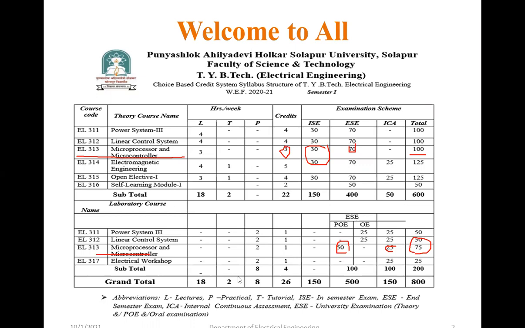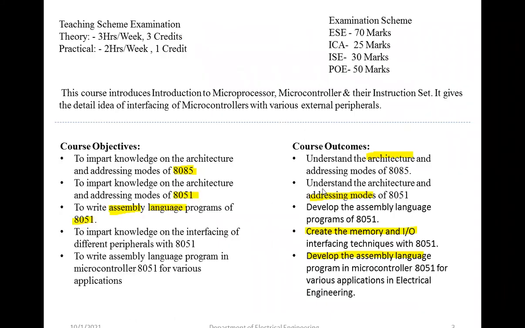The subject also has a practical oral examination, and 175 is the weightage of that subject. By using this subject, you can understand the architecture. You must know what the architecture is, then how to write assembly language, then how to interface different peripherals to the 8051. You must know all these things. This is the main objective of this subject.